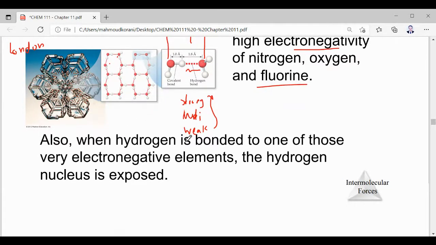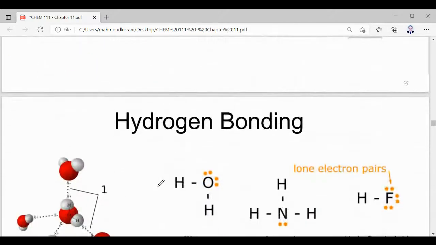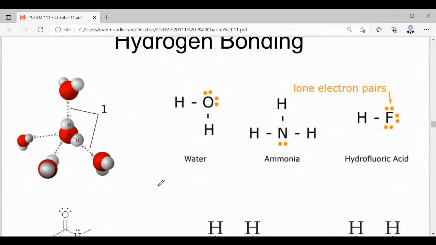Also, when hydrogen is bonded to one of those very electronegative elements, oxygen, nitrogen, fluorine, the hydrogen nucleus is exposed to form hydrogen bonding with another electronegative atom. These are some examples. Another example is water molecules. It's dipole-dipole interaction, and once it involves hydrogen, it's called hydrogen bonding. This dotted line is the hydrogen bond. Ammonia also forms hydrogen bonding.